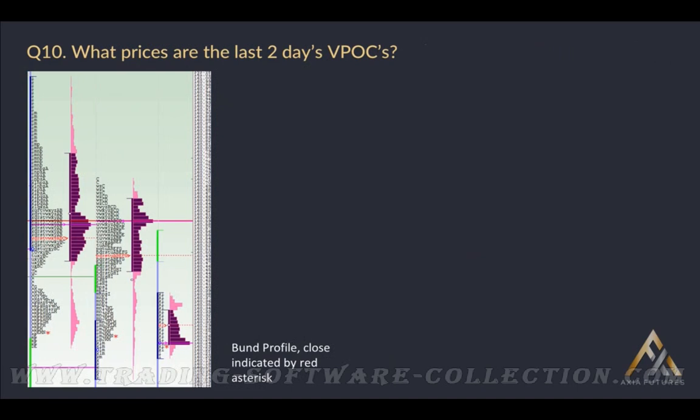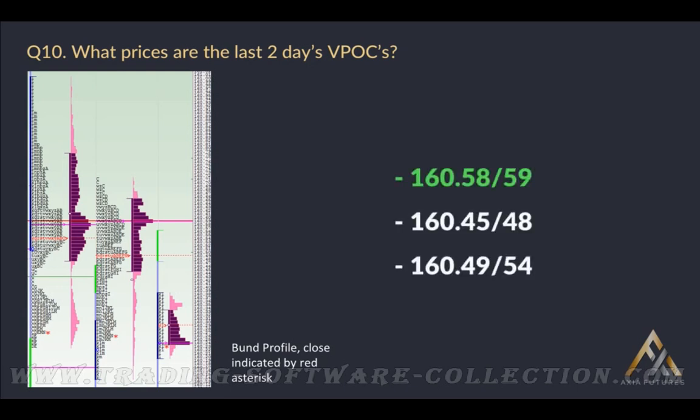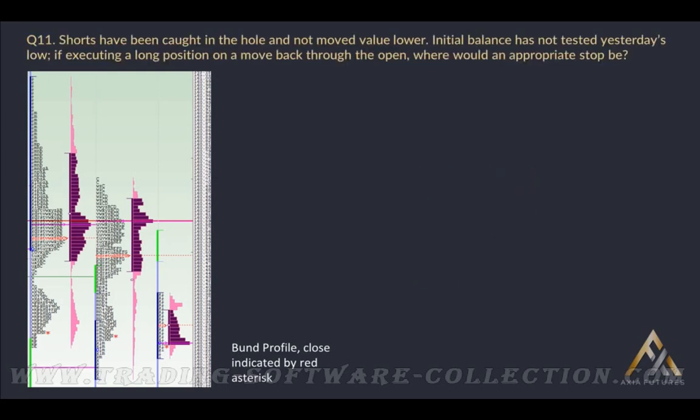Question 9, market profile or volume profile question now. What prices are the last 2 days' VPOCs? VPOC, your volume point of control, is the highest volume traded price. So you can see the peaks of volume on those prior 2 days, which are also marked off in pink, are at 160.59 and 160.58 on the first day. So there you go, 160.58 and 59 are your two VPOCs.